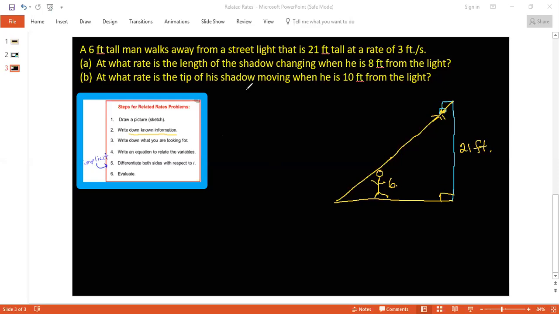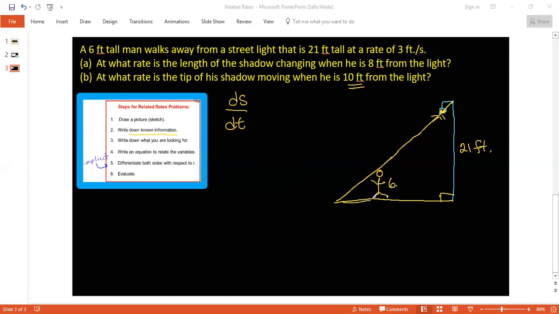And I know that it's moving at a rate, or I'm looking for, I know that there's a shadow and I'm looking for what the shadow is moving at. What is the rate that the shadow is moving? I'm also going to fill in some other information. I know that we're going to need to know it when it's 10 feet from the light. But at this point, we're going to go ahead and just label some things.